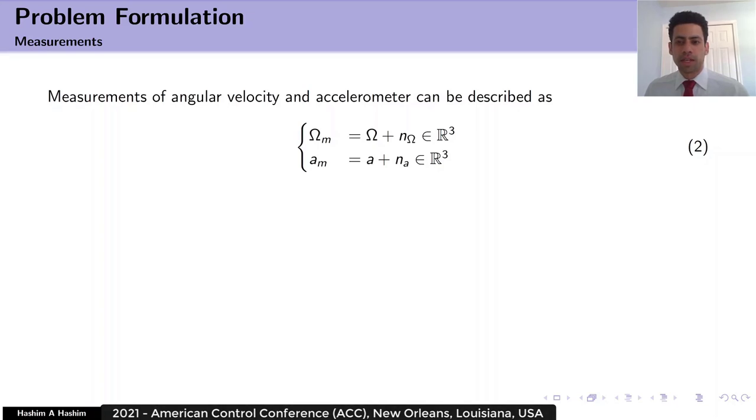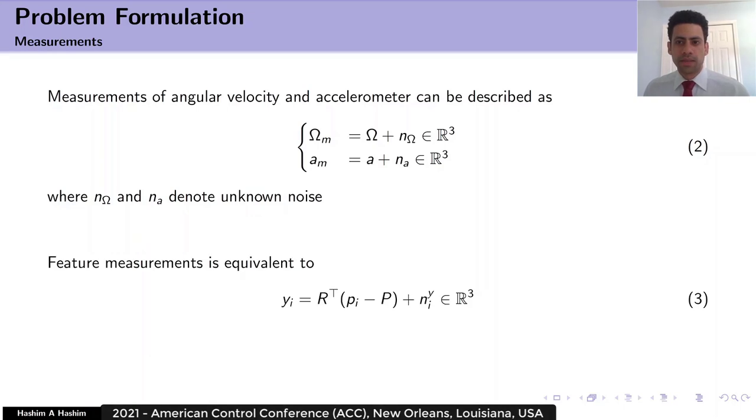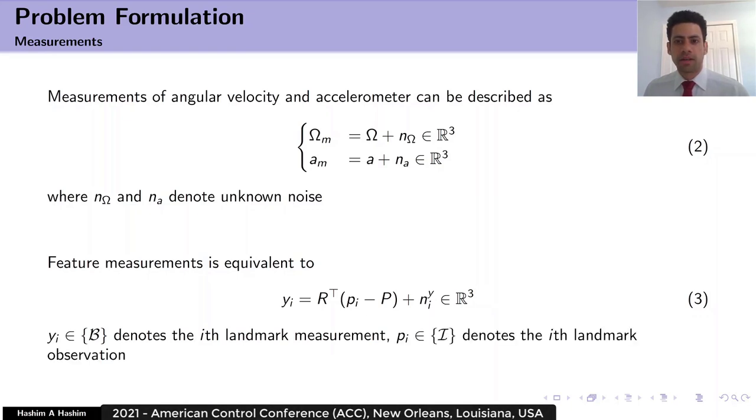The equation on the slide represents an angular velocity measurement, omega m, and an accelerometer measurement, a m, where n omega and n a denote unknown noise. So here we see the feature measurements expressed in the vehicle's body frame, where y i denotes the landmark measurement, p i denotes the landmark observation, and n i denotes noise associated with the measurements of y i.